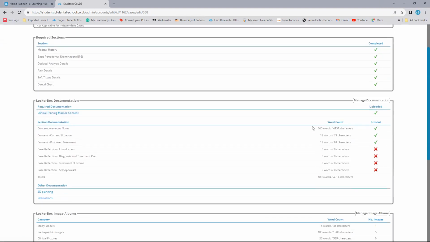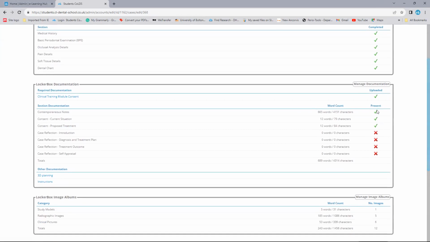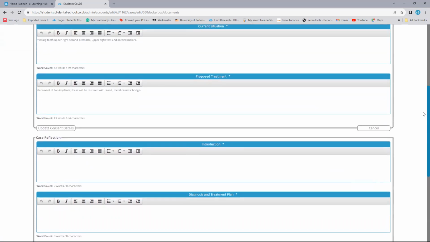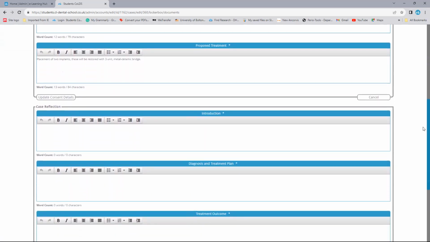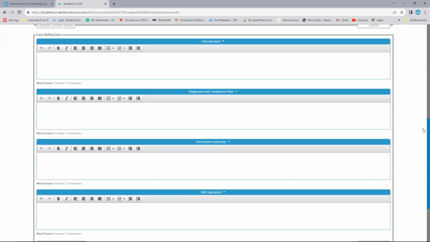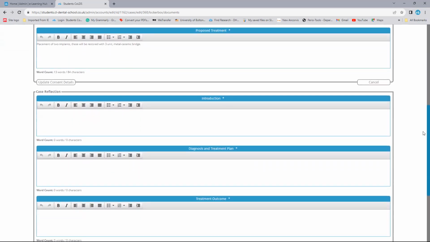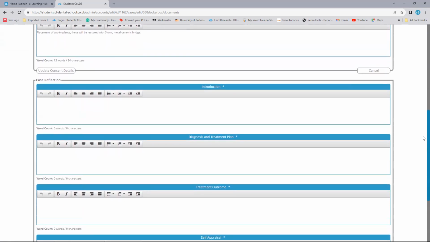Right, so we're going back into the editing. We've got manage your documents, so don't be frightened to click on all of these boxes. You've done all that bit there, but you've got these bits under here, the reflections. These are the bits that you've missed. So you've got your consent, you've got your case reflection.